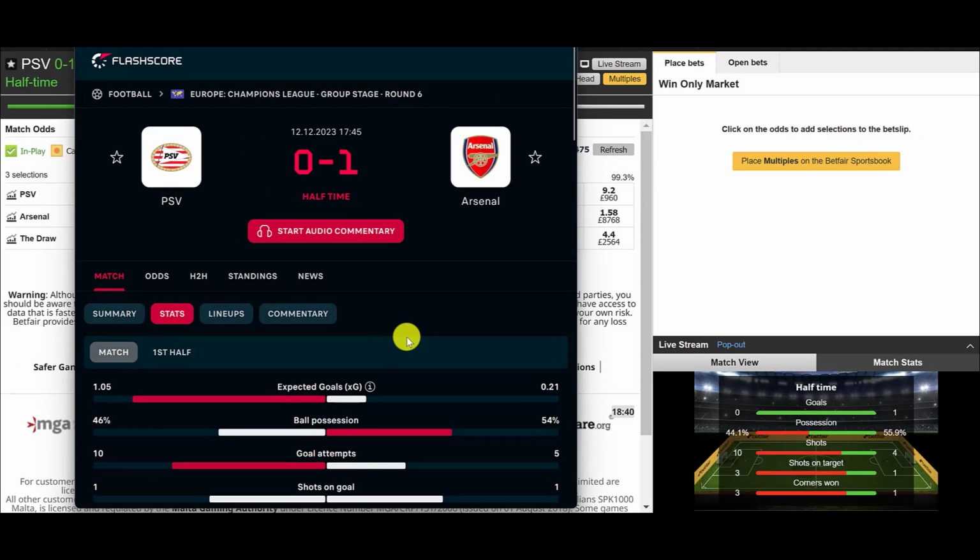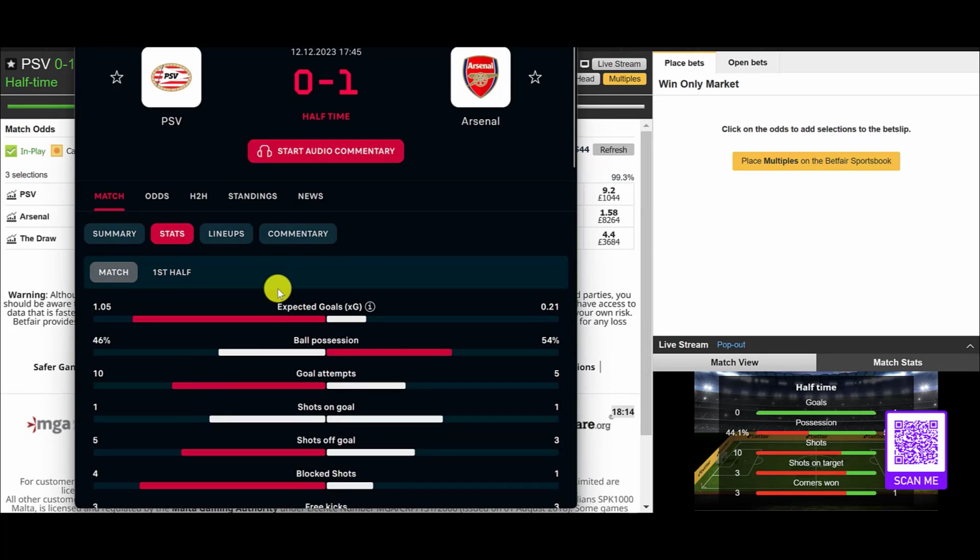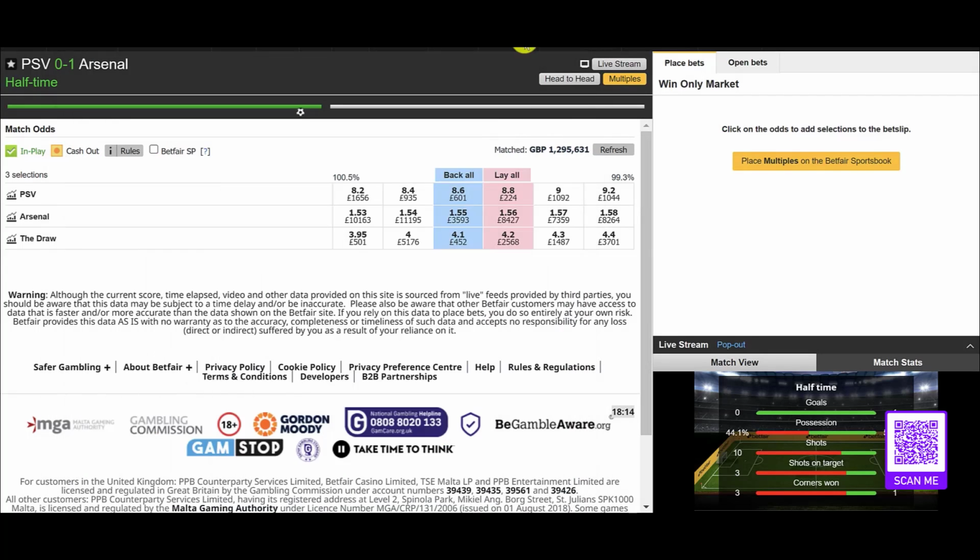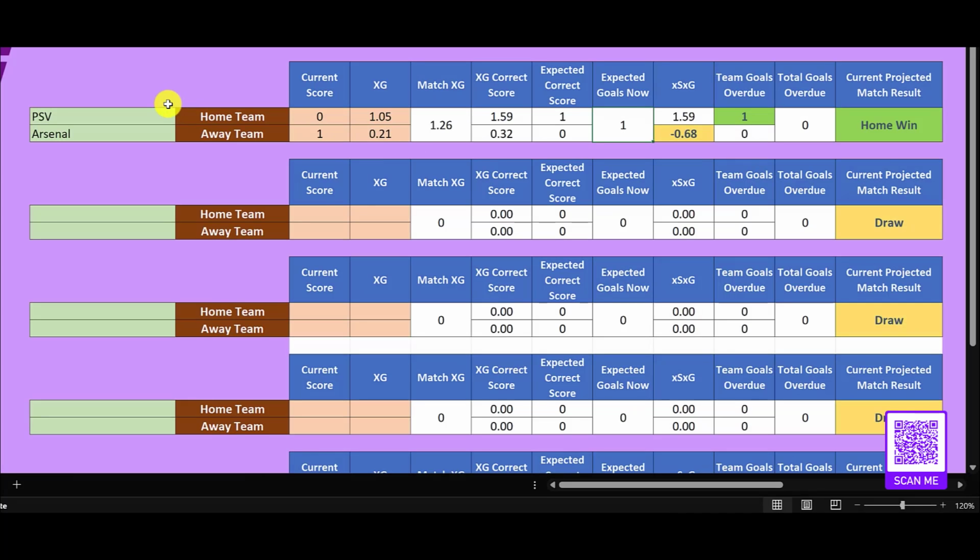We're out. So it's half time in this match with PSV against Arsenal. PSV 0, Arsenal 1 is the half-time score. Not the hugest surprise there, but if we're looking at the XG, it's telling a little bit of a different story. And here's the market with Arsenal there at 1.55. So let me show you what the XG is telling us.